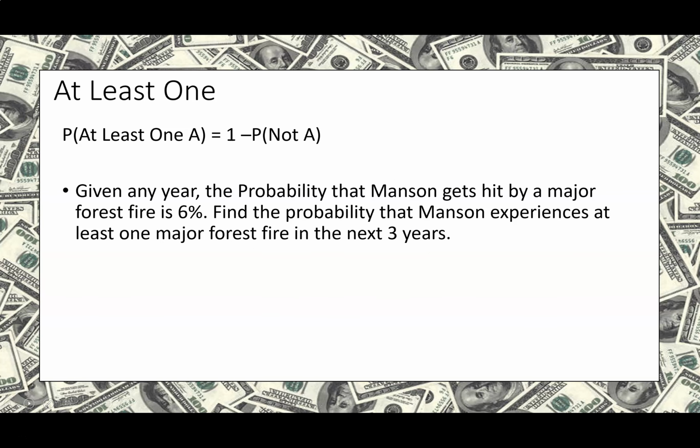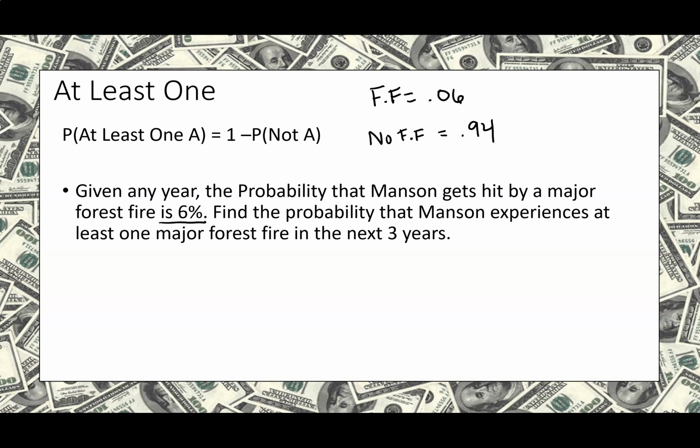Okay, now these problems are different because they give us a percent. And certainly it's a little bit harder, but not tremendously. So given any year, the probability that Manson gets hit by a major forest fire is 6%. Find the probability that Manson experiences at least 1 major forest fire in the next 3 years. Well, we have to write down that the probability of a forest fire is 0.06, right? That's the probability of a forest fire. So the probability of no forest fire is going to be its complement, or is going to be 94%, or 0.94.